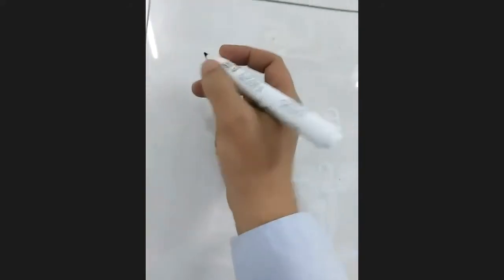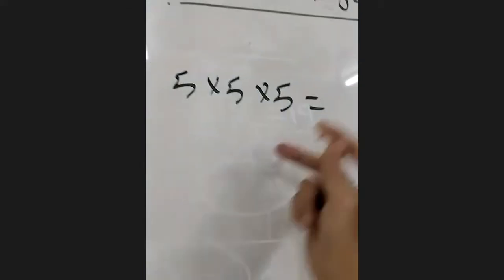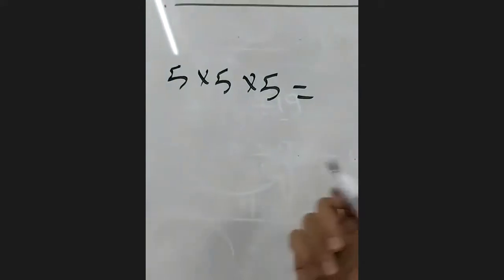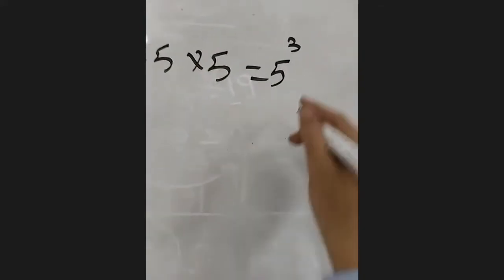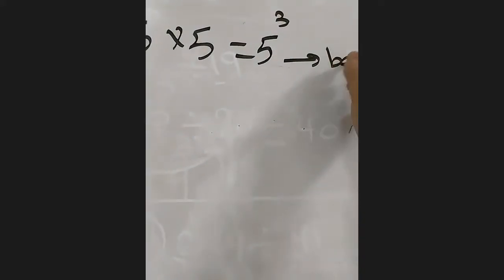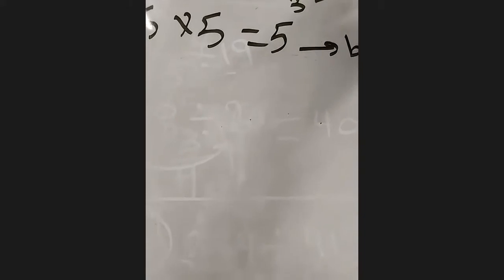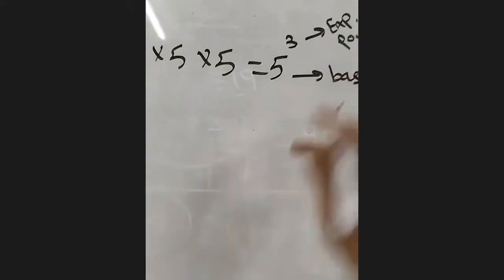We took, for example, if we have 5 times 5 times 5, we said we can represent this expression using something we call an exponent. We can make it 5 to the power 3. We call this 5 the base, and we call this 3 the exponent or power. We read it as 5 to the power 3 or 5 exponent 3.